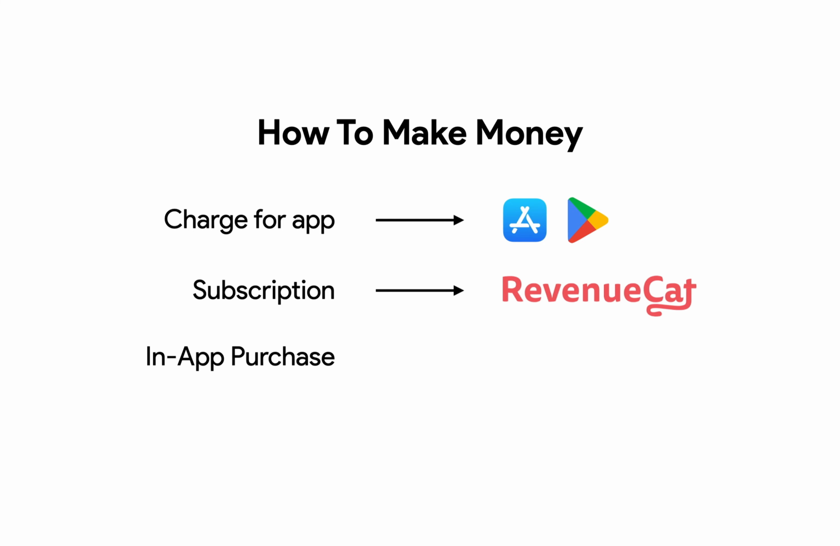Lastly, in-app purchases. And these are just when you sell goods or services in your app. So it could be products or merchandise or coaching. And FlutterFlow has 2 integrations to facilitate this, Stripe and Braintree. So those are the 3 ways to make money with your app.